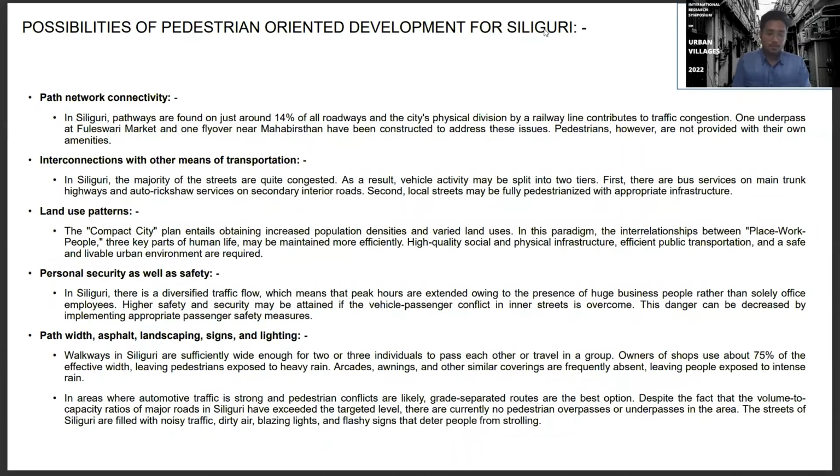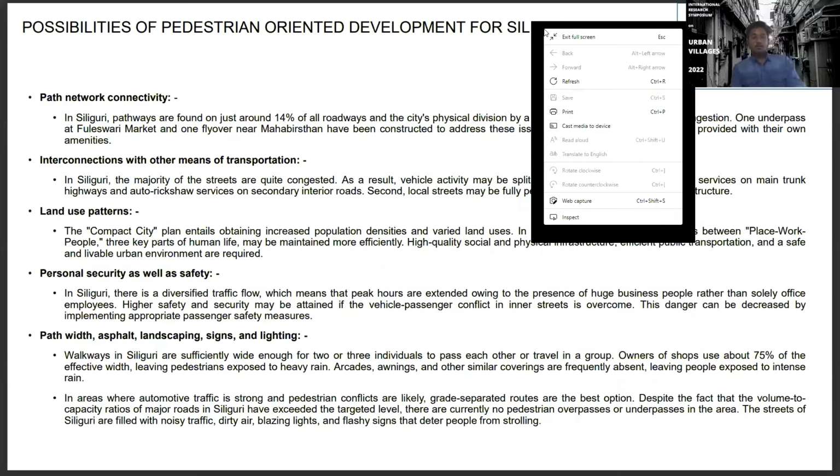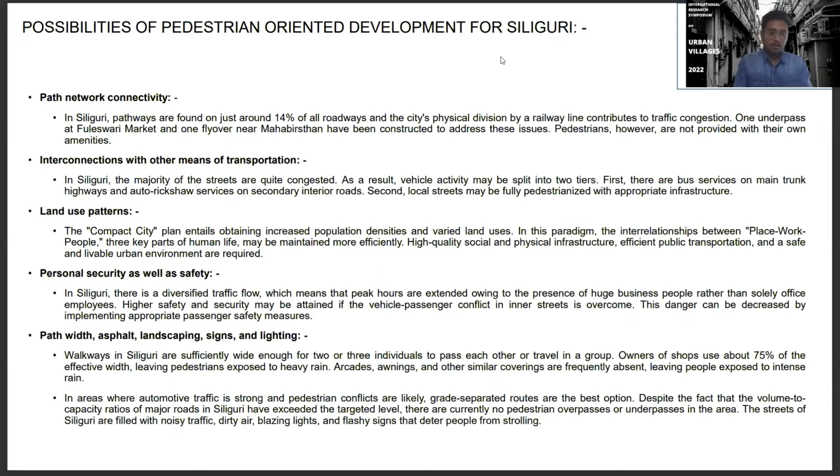Now talking about path connectivity, in Siliguri, paths are found on only 14% of the roadways. That is a really bad infrastructure facility, we can say. So this has to be implemented. Interconnection with other means of transport: basically, the transportation should be divided into two tiers, where the first tier will cater to buses on the main trunk highways and auto rickshaws on secondary roads, and the second tier will involve the internal roads that need to be pedestrianized totally.